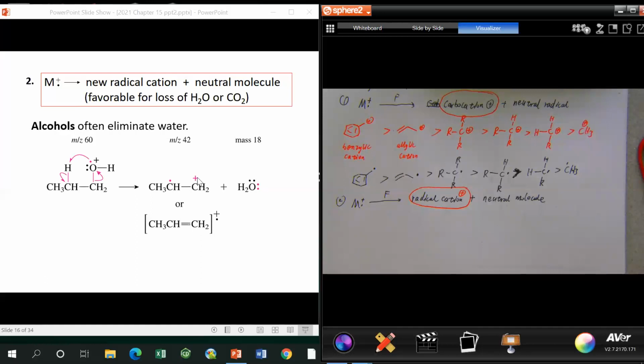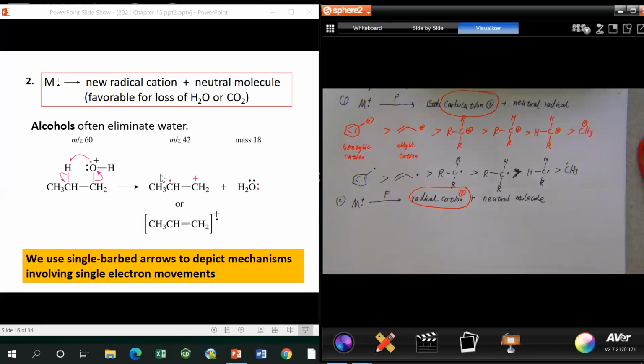And this process is more complicated compared with the first type of fragmentation, because it involves multiple electron transfers. Normally, we use this arrow, which we call a full arrow, to indicate the transfer of 2 electrons, and this one, which we call the single-barbed arrow, to indicate the transfer of a single electron. This one is a full arrow for 2 electrons, this one is for 1 electron.